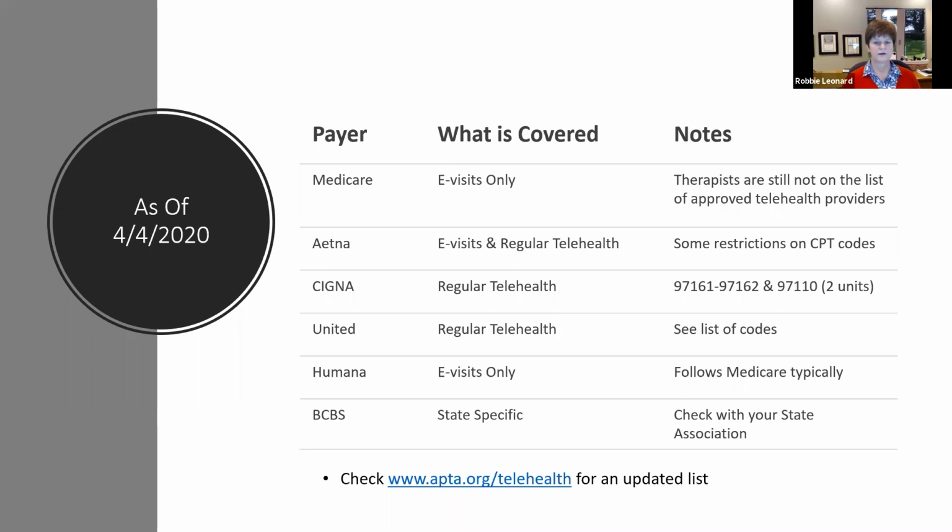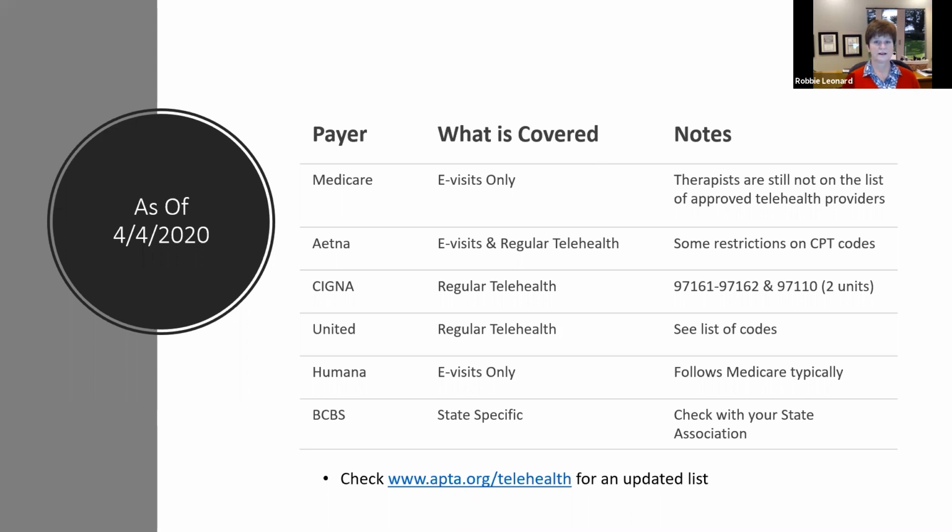United is also covering regular telehealth with a list of regular CPT codes. Again, the code set's a little bit limited, so you want to take a look at that and look at what United is doing. Again, regular reimbursement rates.